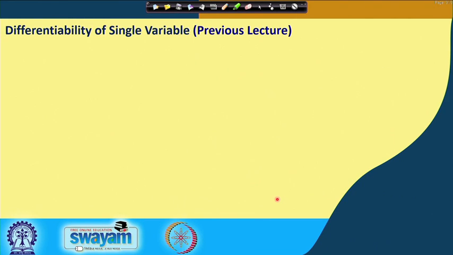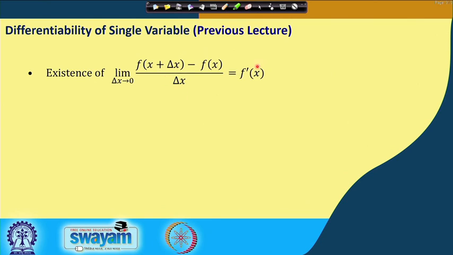Just to recall the differentiability of a single variable, which we learned in the previous lecture: there were three concepts we used to define the differentiability of a function of a single variable. One was the existence of the derivative. If this limit, f(x plus delta x) minus f(x) over delta x, exists, which we call the derivative of the function f at x, denoted by f prime x, then we call the function differentiable.